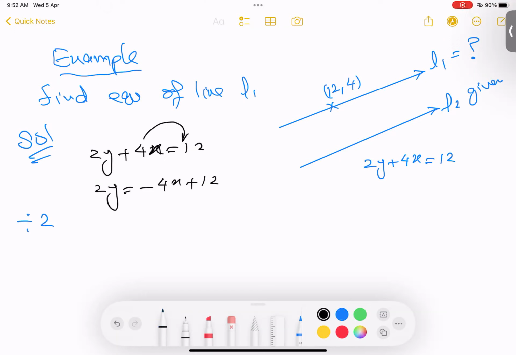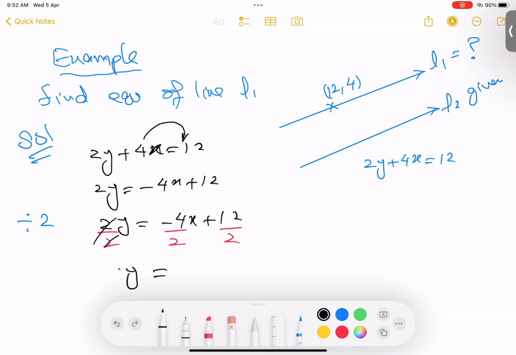You ask me, sir, why 2? The logic is very clear. I want to cancel this 2. So divide by 2, I'll show you. 2y equals minus 4x plus 12. Divide by 2 here, divide by 2 here, and divide by 2 here. Then this 2 will cancel out and I will get y alone.